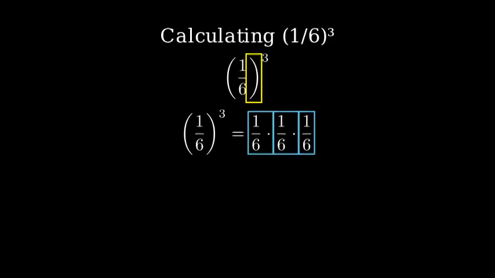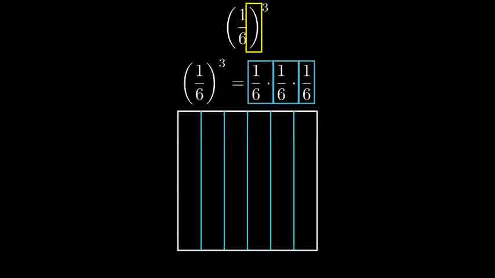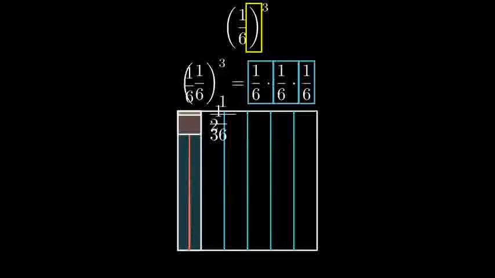Let's visualize this multiplication. When we start with 1/6, we're dividing by 6 once. When we multiply by 1/6 again, we're dividing by 6 a second time. And finally, when we multiply by 1/6 a third time, we're dividing by 6 yet again.